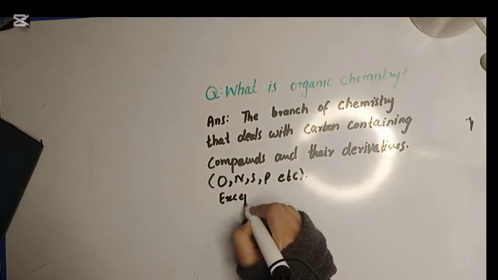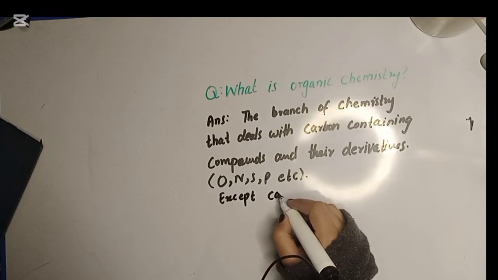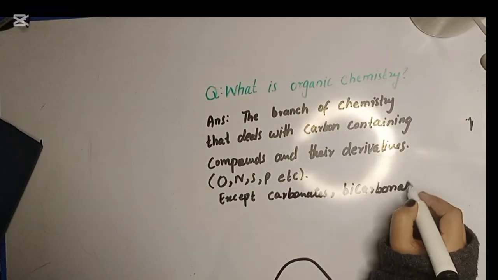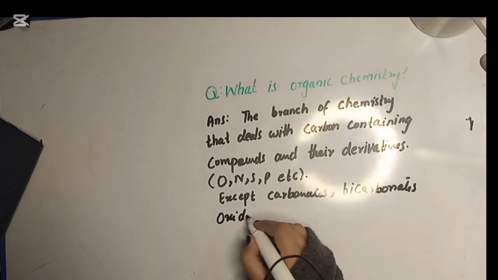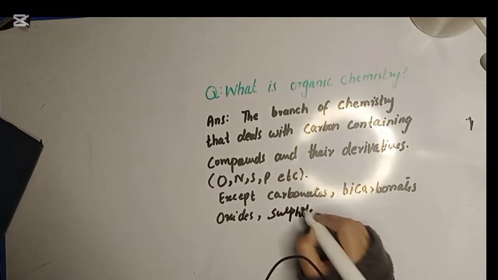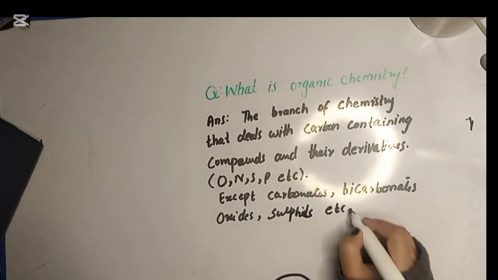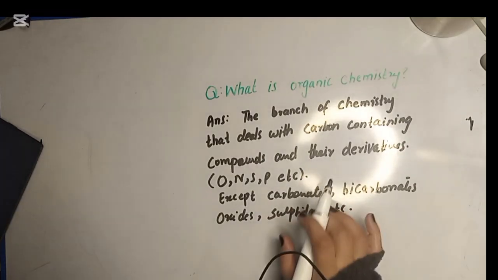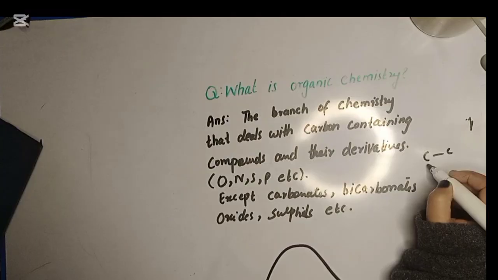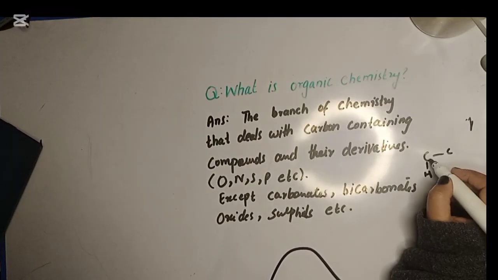Except carbonates, bicarbonates, oxides of carbon, sulfides, etc. Why are these carbon containing compounds not organic in nature? The reason is that in an organic compound, carbon should directly attach to carbon and carbon should directly attach to hydrogen.